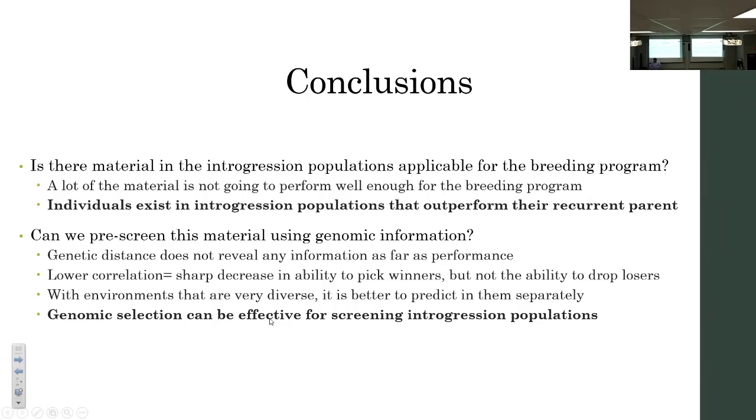We showed that when our environments are very diverse, it's probably better just to keep them separate. These environments are so diverse anyway that we're probably going to be selecting material specifically for them. We're not going to be selecting material that's going to perform well in both. So we may as well separate them and predict them separately. So to conclude, genomic selection can be effective for screening these introgression populations moving forward based on these results.